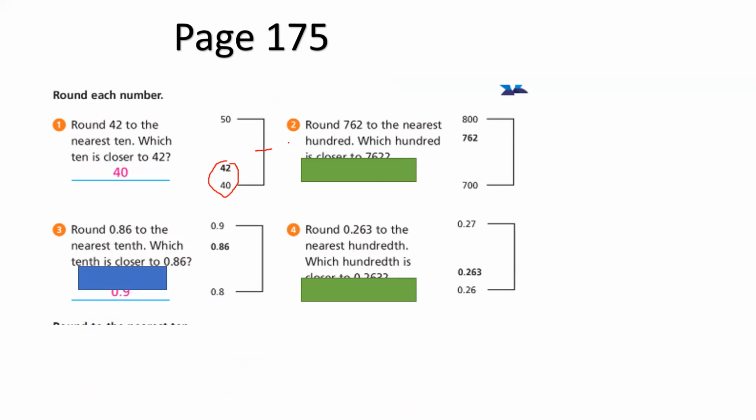And then what about 86 hundredths? If we're rounding it to the nearest tenths place, is it closer to 8 tenths or 9 tenths? And once again, they draw us a nice graphic. Is 86 hundredths closer to 9 tenths or 8 tenths? And that answer, as you can see it peeking out here, is 9 tenths.